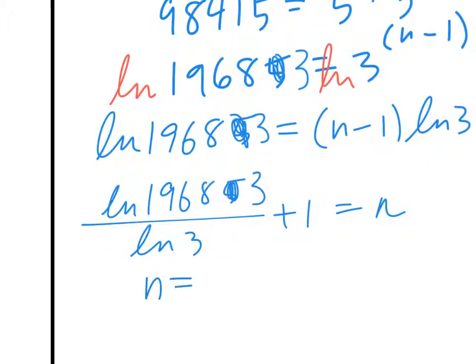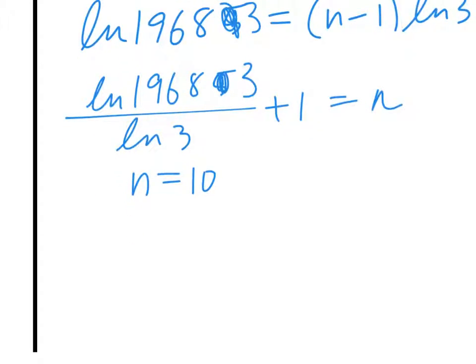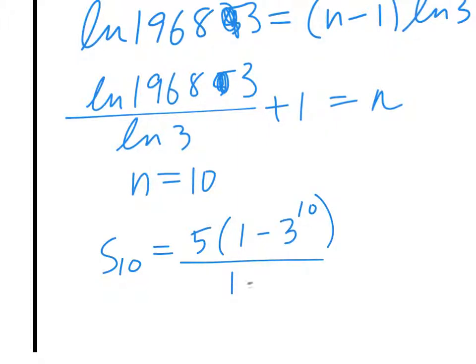Does it work now? Yeah. Okay, what is n? 10. Good. Okay, so now we want the sum of 10 numbers. A1 is 5 times 1 minus r to the 10th over 1 minus r.